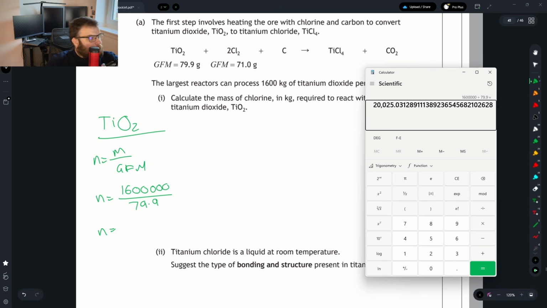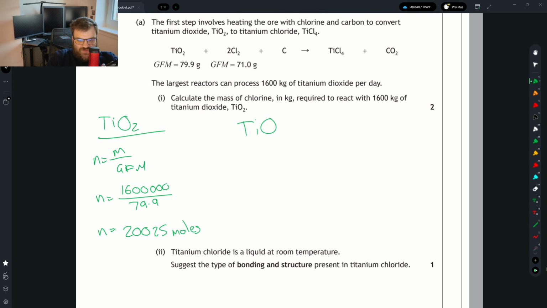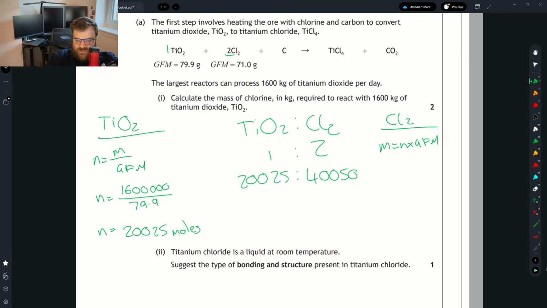And that gives me 20,025. Going between two chemicals, we want to use our ratio. It's a 1:2 ratio. We need to double our 20,025 to be 40,050. Finally, we want our mass of chlorine. This time it's 71 because it's diatomic chlorine, not chloride. So M equals N times GFM. So M equals 40050 times 71.